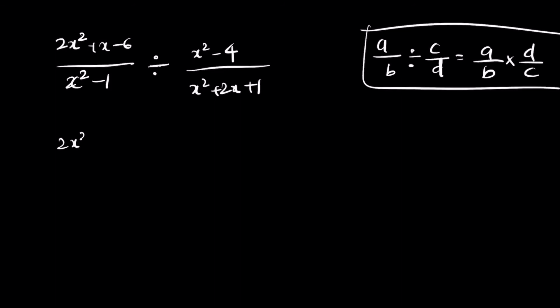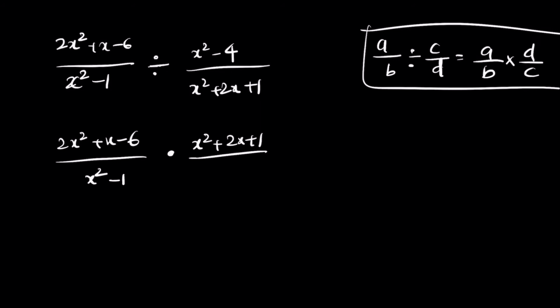So you get (2x² + x − 6) divided by (x² − 1) times (x² + 2x + 1) divided by (x² − 4). Now take the first expression, 2x² + x − 6. Multiply the first and last, and you get −12x².